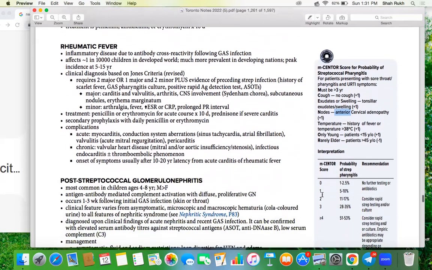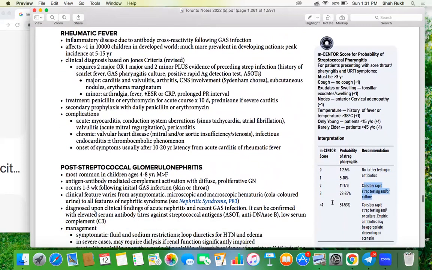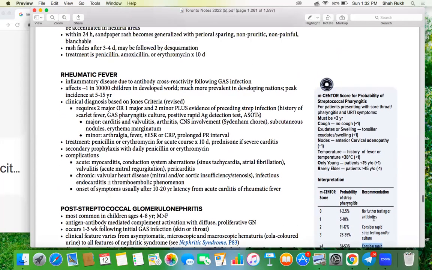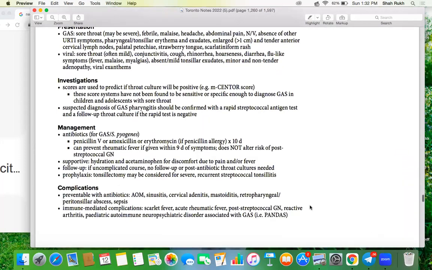On the basis of that, if it comes as 1, there is no need to do any further investigation. But if it comes at 2 and 3, you are going to consider rapid streptococcal testing. And if it's 4 or more, you are going to consider either rapid streptococcal testing or culture, and empiric treatment will also be started at the same time. Now this is the management, same as written here. The antibiotic you are going to give is basically penicillin, along with supportive treatment, follow-up, and prophylaxis.